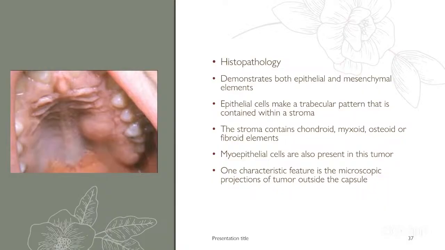And regarding pleomorphic adenoma, histopathologically, as we have seen, it has both epithelial and mesenchymal elements, and myoepithelial cells are also there. One of the important histopathological features is that it has microscopic projections outside the capsule. So chances of recurrence are there if the tumor is not excised with adequate surgical margins because of this feature. So treatment will be surgical excision with adequate margins.